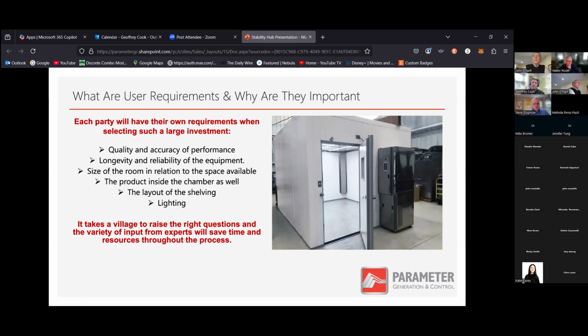So the variables that can go into the planning of this capital expense can very quickly get beyond your initial assumptions. It does take a village to raise the right questions. You would be surprised at how many questions have an impact on selecting the right stability chamber.